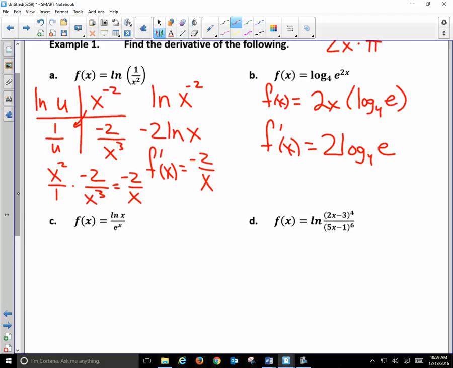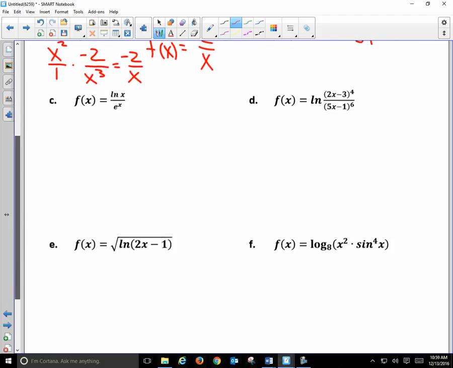All right, letter C. What rule do I have to use? Quotient. Derivative of natural log, times, minus, times, what's the derivative of e to the x? Isn't that just fun to say? It's just like a good time all the way around.